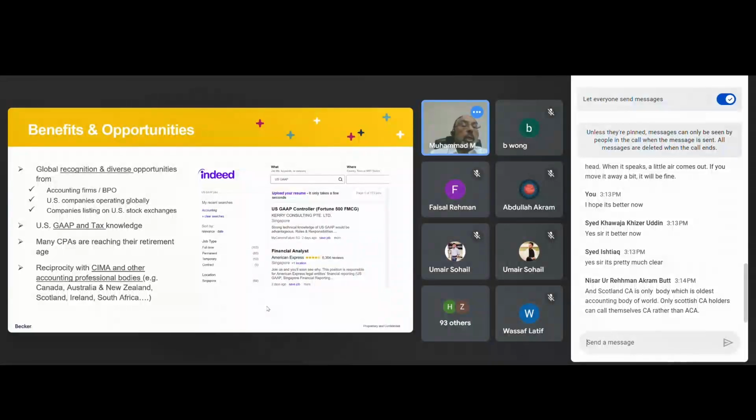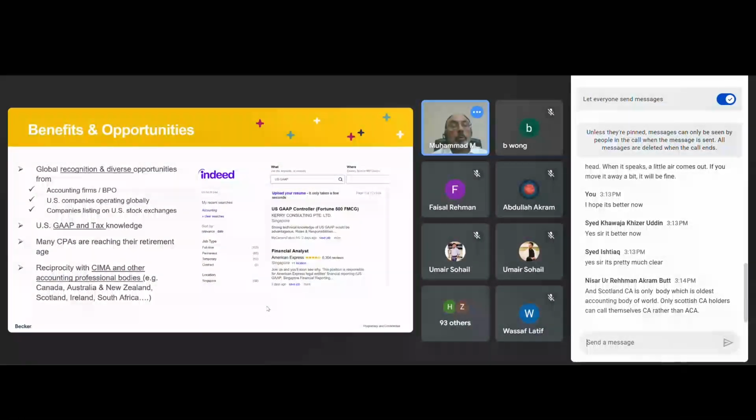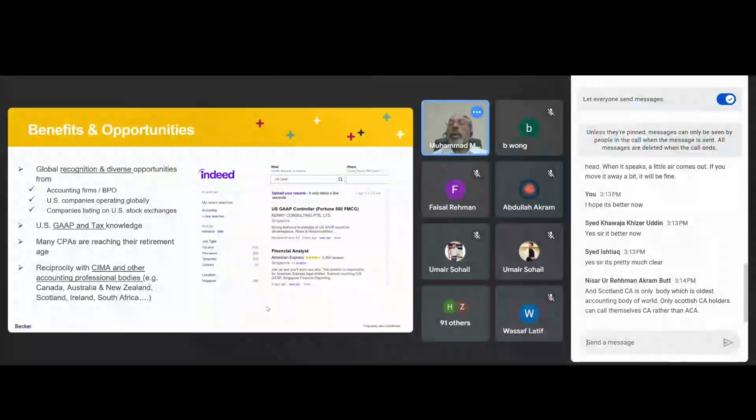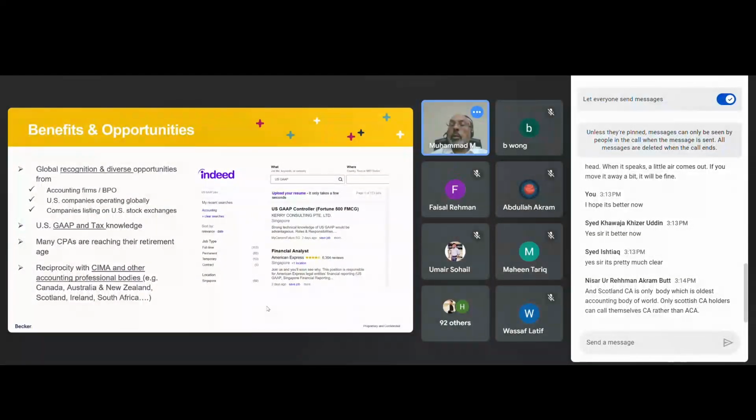And many CPAs are reaching their retirement age, and the opportunities are very large for newly qualified CPAs. And there's a reciprocity arrangement, as I already mentioned, with the CIMA for the CGMA, and for other accounting professional bodies, including Canada, Australia, New Zealand, Scotland, Ireland, South Africa. You can see on these slides certain positions being advertised, and very attractive remuneration, roles, and responsibilities are being offered.